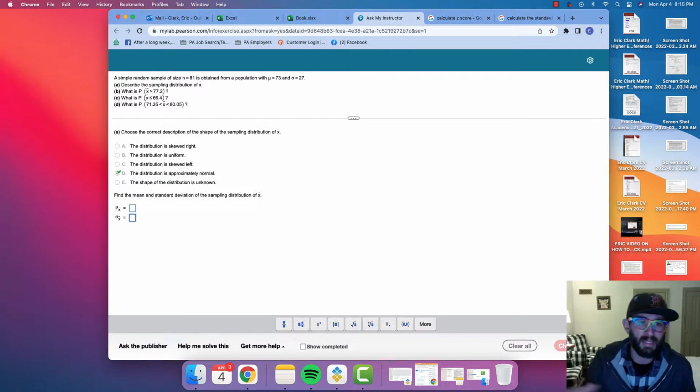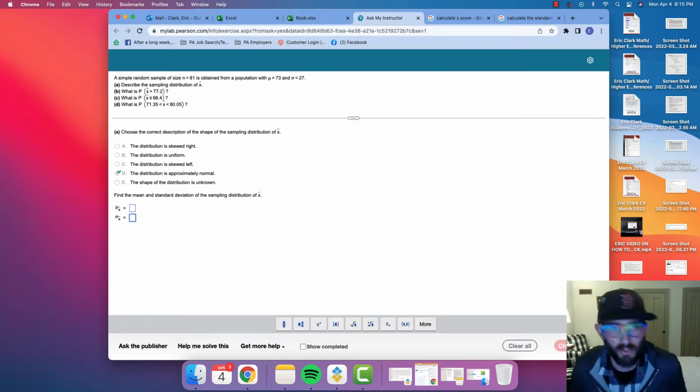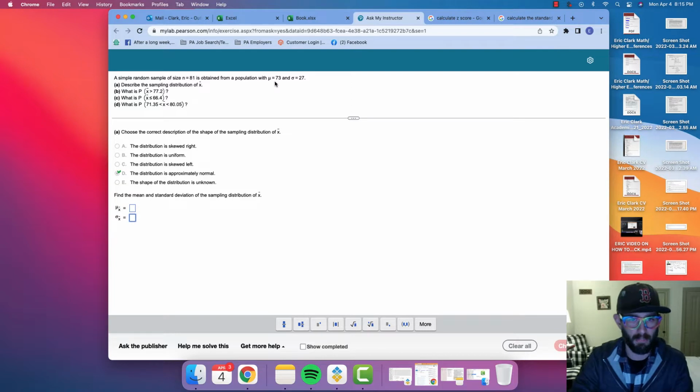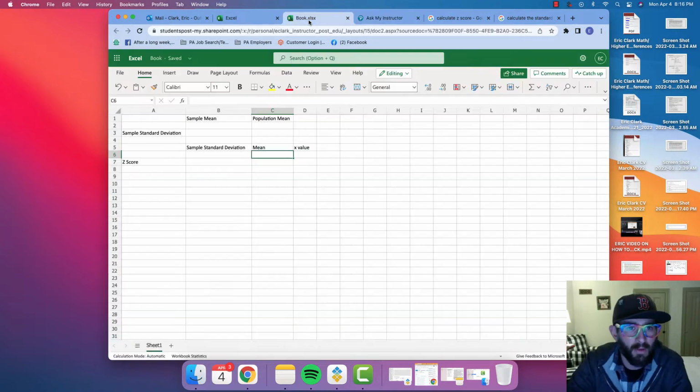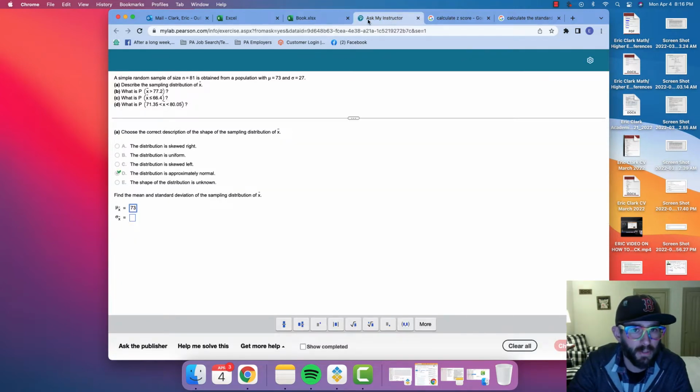When we're talking about the mean and standard deviation of a sample, the sample mean is going to be equivalent to the population mean. So if we go back and look at our mean here, it's going to be 73. However, our sample standard deviation is going to be a little bit different. The sample standard deviation is going to be equal to the standard deviation of the population divided by the square root of the sample size. So in this case, our sample mean is 73.